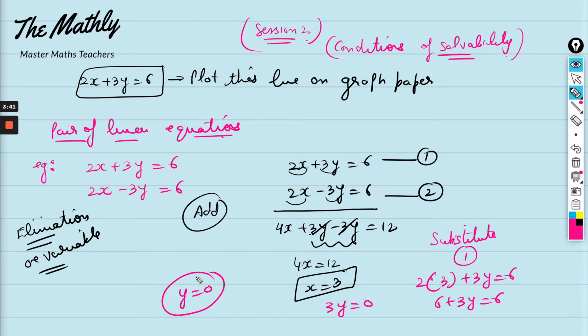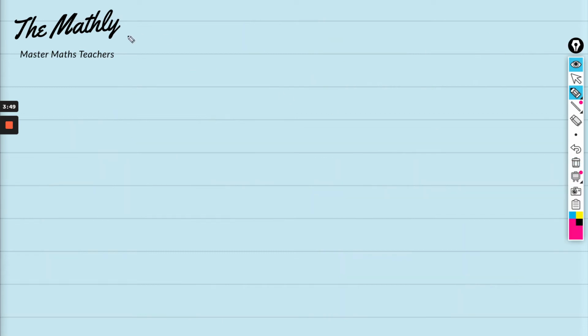Now the real problem comes in. Let's suppose we are given these equations. Whenever we are given a pair of linear equations, do you think we always have a solution? We don't always have a solution, right? Sometimes we think, okay, let's solve them by the elimination method, and we are not able to solve it. What is the reason behind it?